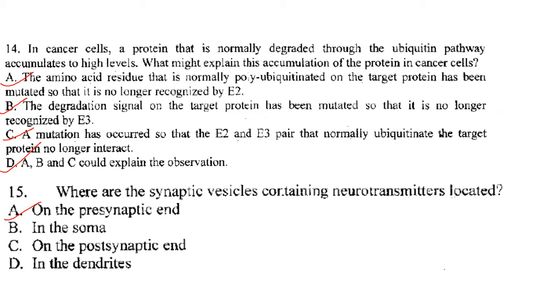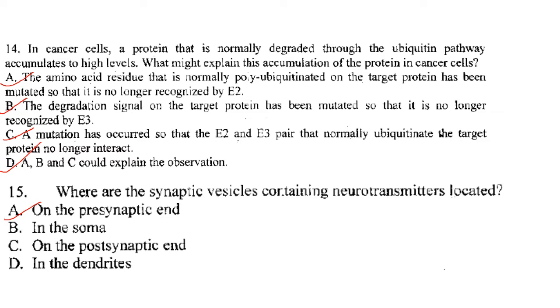Then next one, the degradation signal on the target protein has been mutated so that it is no longer recognized by E3. So E3 is ubiquitin ligase. So the degradation signal on the target protein is mutated so that it is not recognized by E3. So that is also another option.